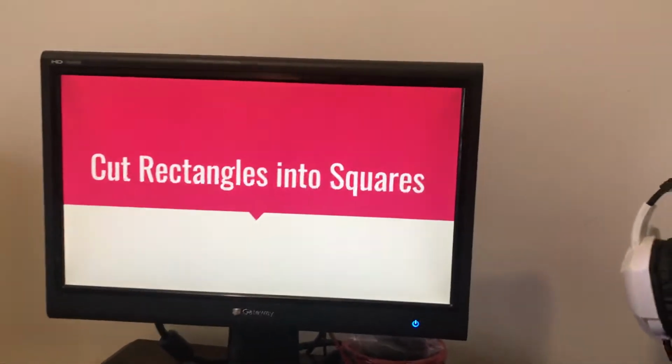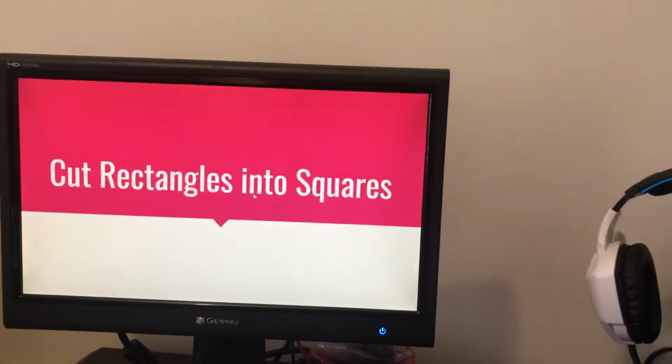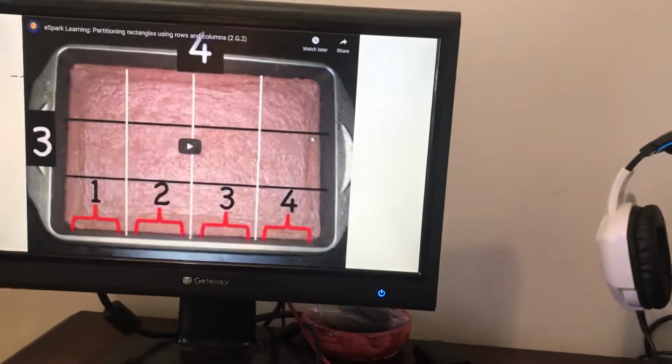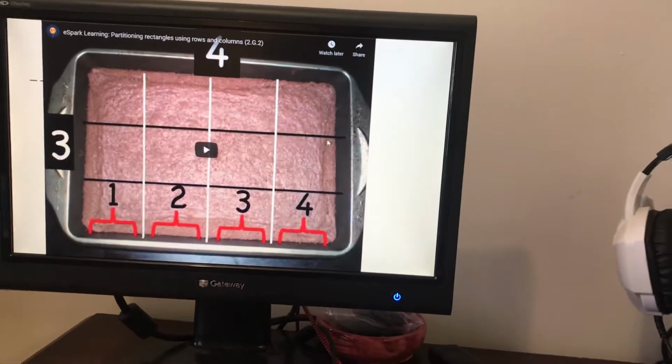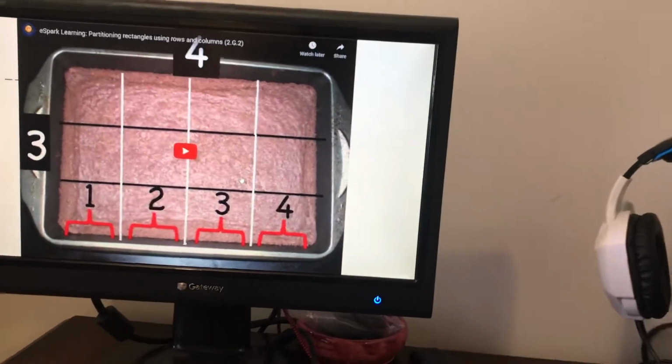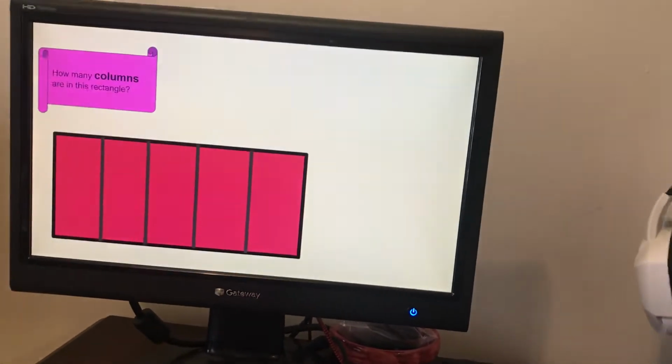Okay, hey everybody. Today we're going to cut rectangles into squares. So I first would like you to watch this video about cutting brownies into squares, into different units.